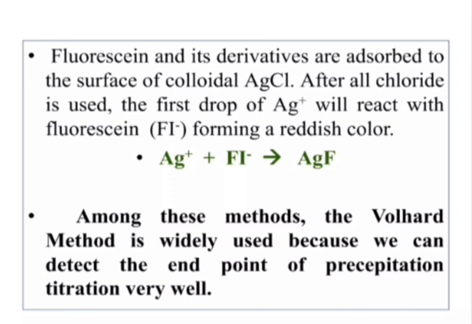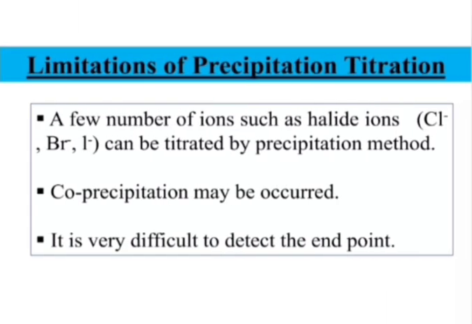Fluorescein and its derivatives are adsorbed to the surface of colloidal silver chloride. After all chloride is used, the first drop of excess silver reacts with the fluorescein, forming a reddish color. Among these methods, Mohr's method is widely used because we can detect the end point of precipitation titration very well.